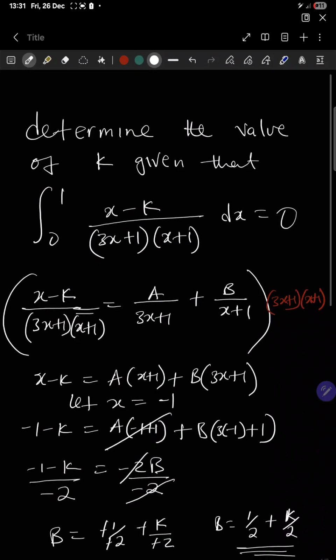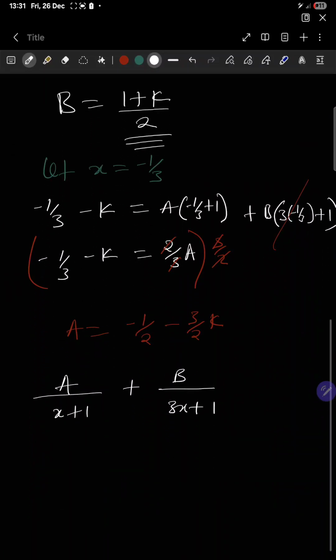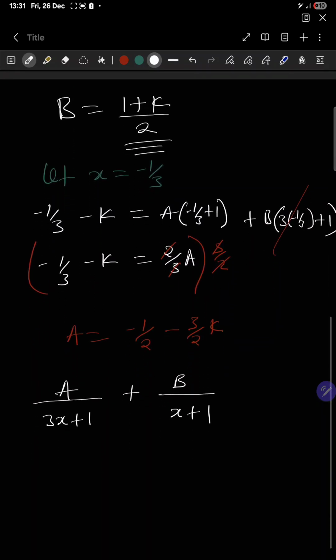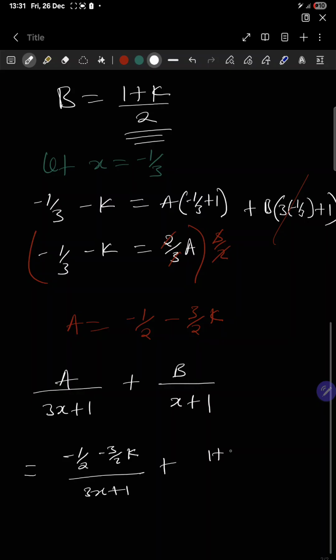Let me just double check. No, it was a over 3x plus 1. So a is over 3x plus 1, and then b is over x plus 1. Now we know the values of a and b, so we can replace them. The value of a is equal to negative 1 over 2 minus 3 over 2k, then over 3x plus 1, then plus b. The value of b is 1 plus k over 2, then over x plus 1.